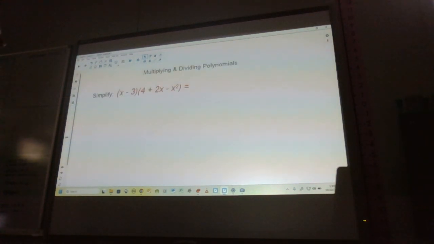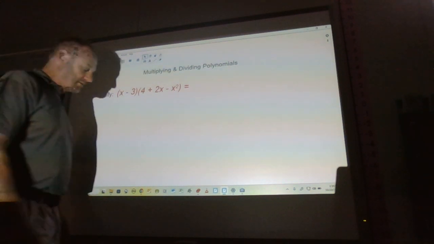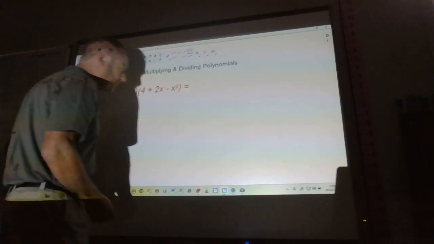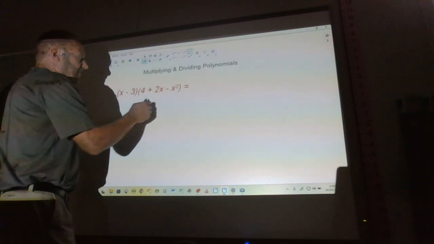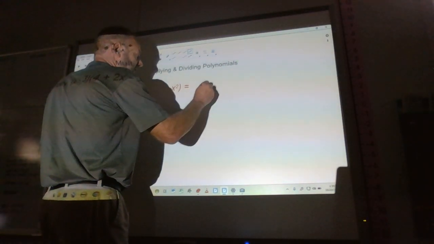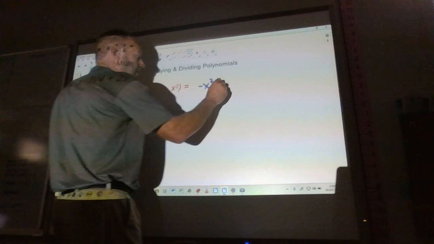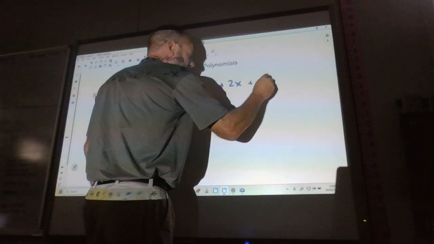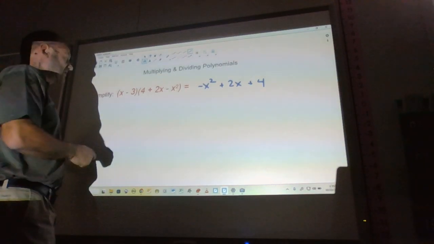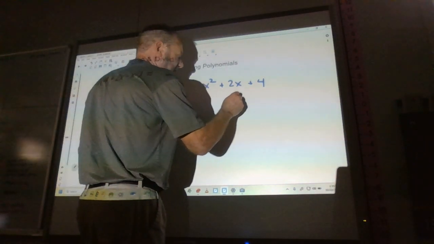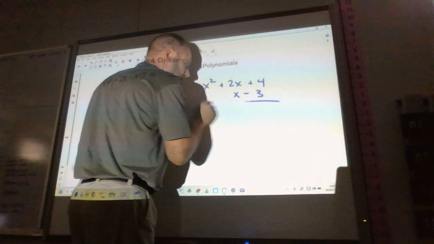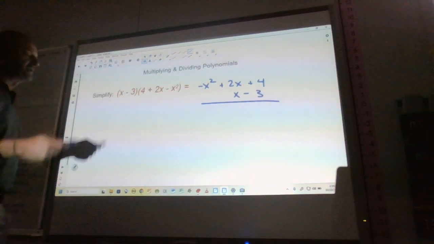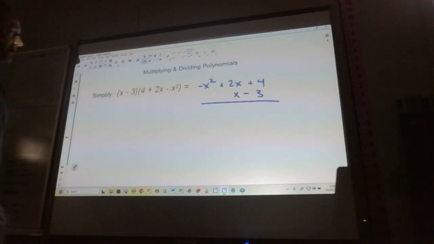Okay, simplifying. This time we're gonna multiply and divide. Okay, so multiplication, pretty easy. Again, I like to have this in standard form, so I'm gonna change this to negative x squared plus 2x plus 4. I like to put the ones with most terms on the top and the one with the least terms on the bottom. This is gonna be x minus 3. Okay, there is a way to distribute this in here. I don't like to do that because most of the time I see people make a lot of mistakes that way.